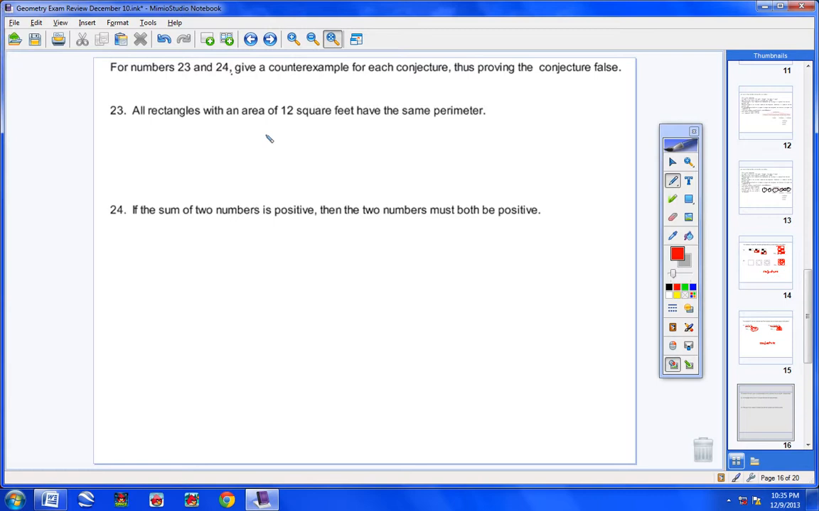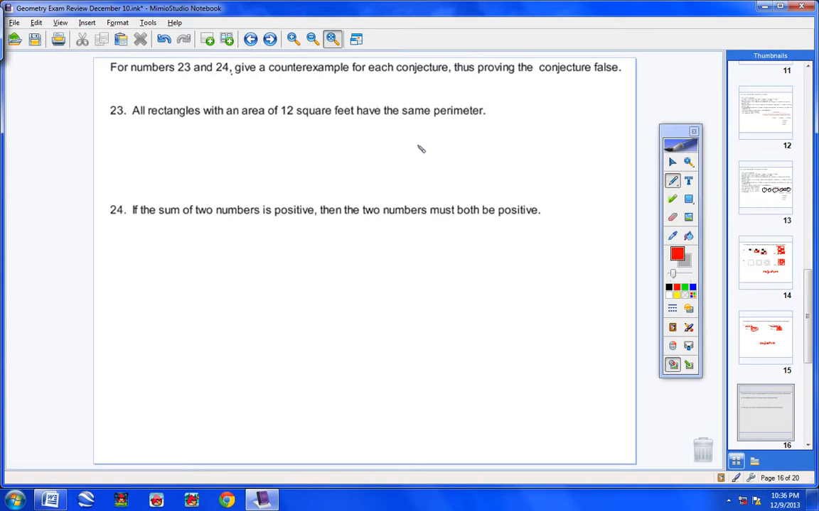That proves the conjecture false. Now, we have a statement here, and in order for me to prove this statement wrong, all that I have to do is give one counterexample, and then I can prove this is not right. So let's see. All rectangles with an area of 12 square feet have the same perimeter.